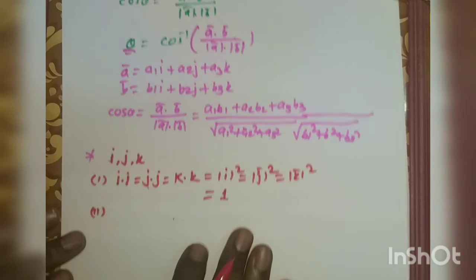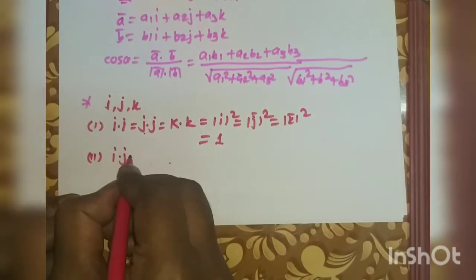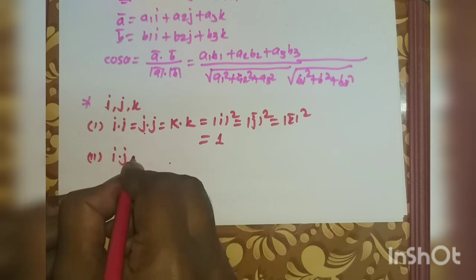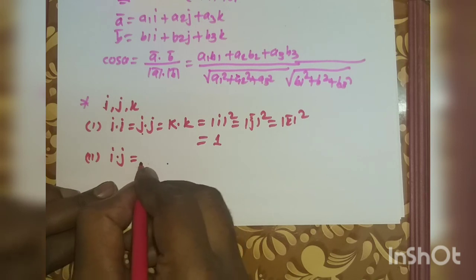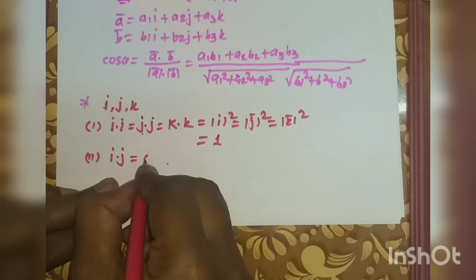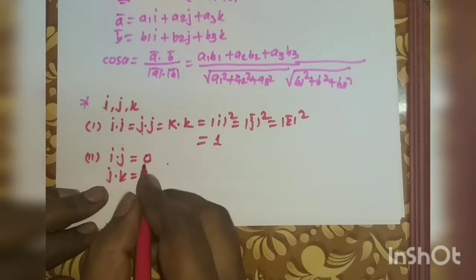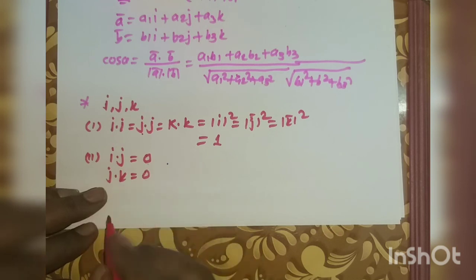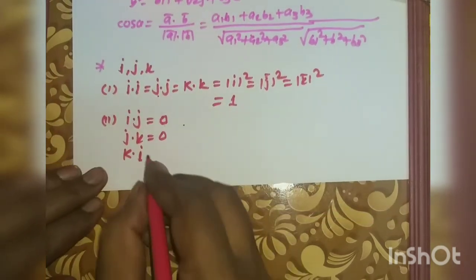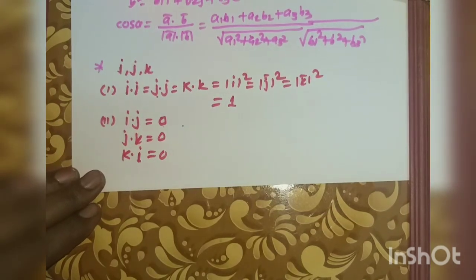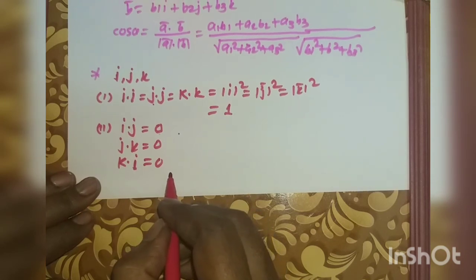And the second case, the dot product i bar dot j bar: i bar and j bar are perpendicular to each other, therefore its value is 0. j bar dot k bar, these are also perpendicular, its value is 0. And k bar dot i bar, which is also perpendicular, is equal to 0. Now these are the important things about the scalar or dot product.